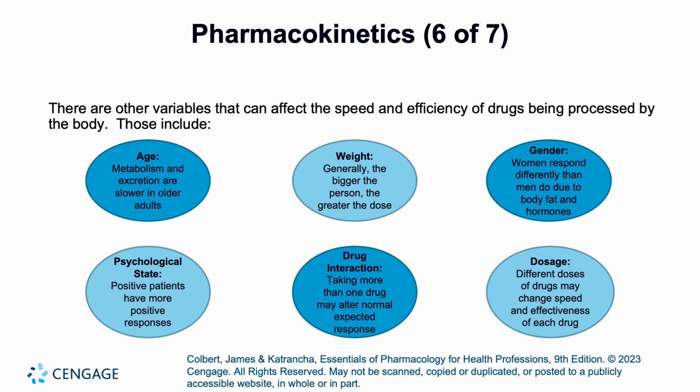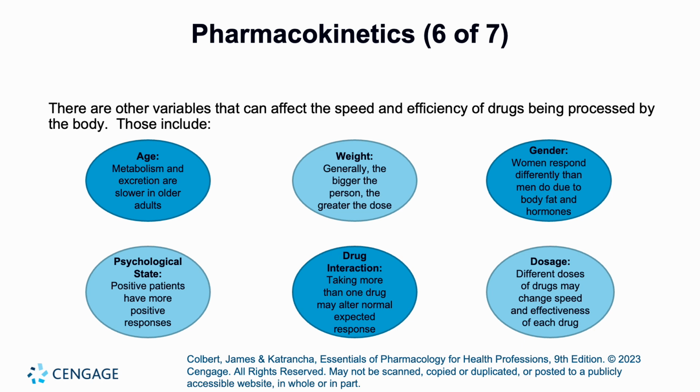It's important to know that there are other variables that can affect the speed and efficiency of drugs being processed by the body. One of these is age. Metabolism and excretion are slower in older adults. As I shared, there's often a caution for certain medications for patients over 65. On the flip side of that, children tend to absorb things much more quickly, and things can also react in unexpected ways. So it's important to be mindful of that when giving medications to children as well.